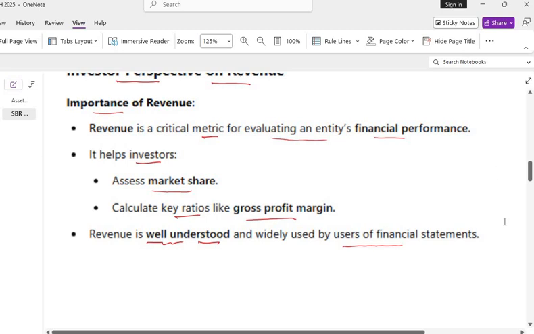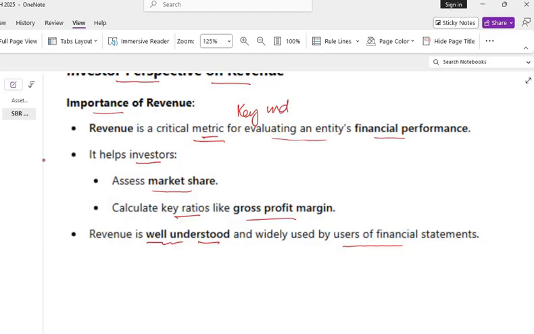Let me elaborate. Revenue is a key indicator of a business's financial performance. By revenue, you will understand the business's financial performance. So this is the key indicator. Revenue is used to assess market share and calculate financial ratios like gross profit margin. You see, in the formula of the gross profit margin, there is a revenue figure.